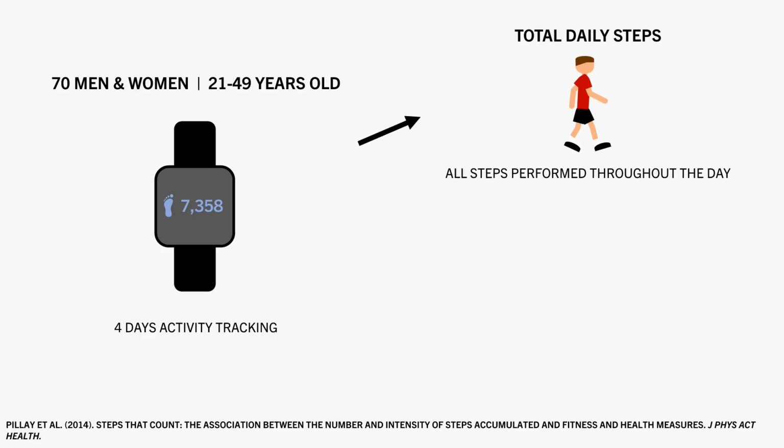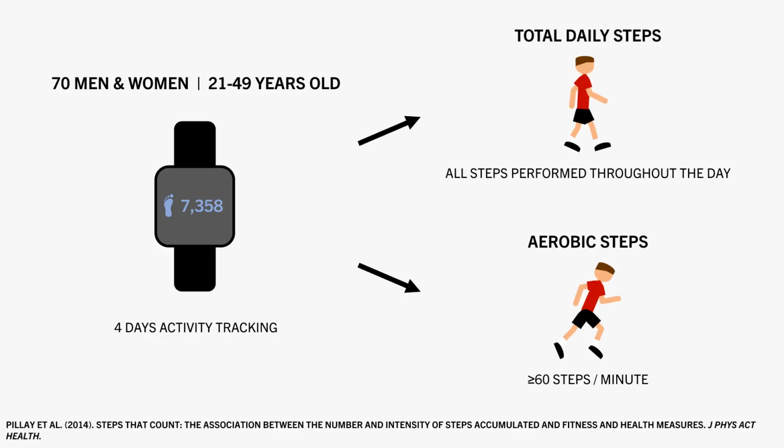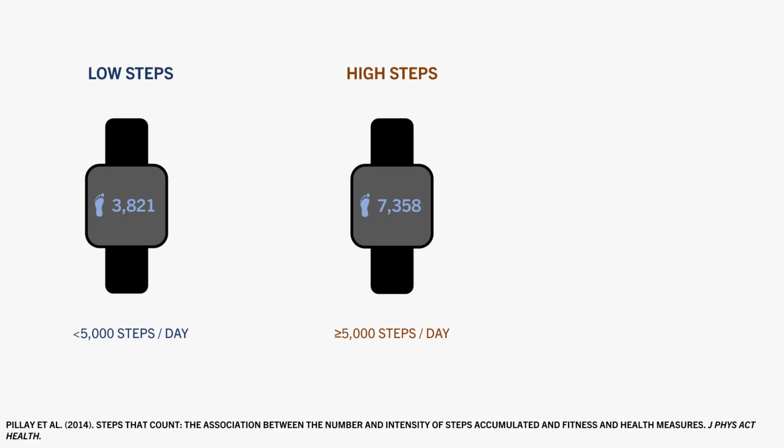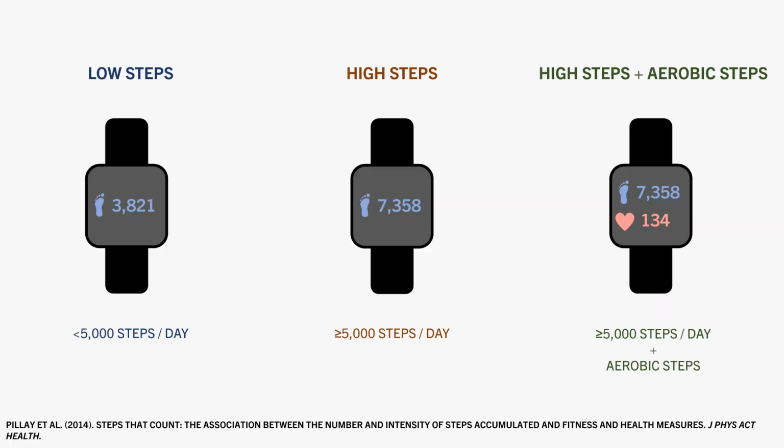Total steps per day were recorded, as well as aerobic steps, which was defined as performing 60 or more steps per minute for more than 1 minute, which is an indicator of higher intensity exercise. At the end of the study, subjects were grouped into 3 categories. Low steps, meaning those who performed less than 5,000 steps per day on average. High steps, meaning 5,000 or more per day. Or high steps plus aerobic steps, meaning performing at least 5,000 steps and accumulating some aerobic steps.